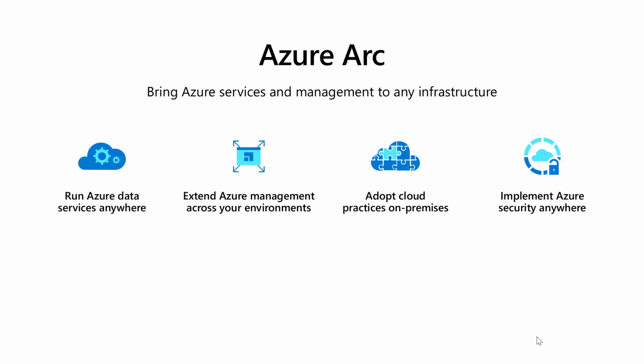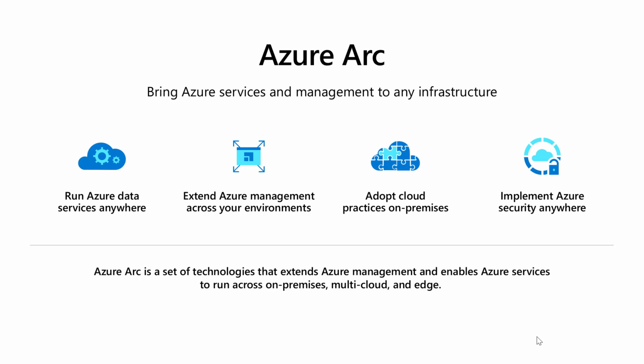across all these environments. Today, the Azure management was limited basically to Azure and Azure Stack, but now let's just use the same cloud native management capabilities and bring those management capabilities to on-prem servers and other locations as well. And that also enables us to adopt these cloud practices we implemented from Azure and use them on-prem as well as implementing our Azure security services anywhere. So with that, Azure Arc really is a set of technology that extends Azure management, enables Azure services to run across on-premises, multi-cloud, and the edge.